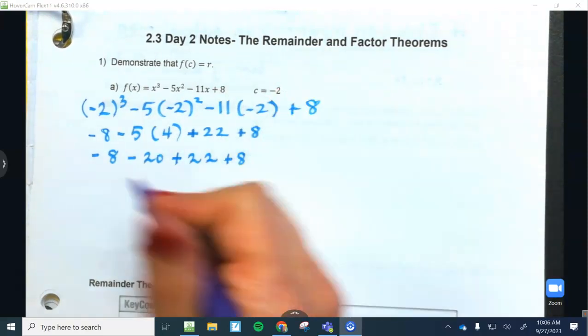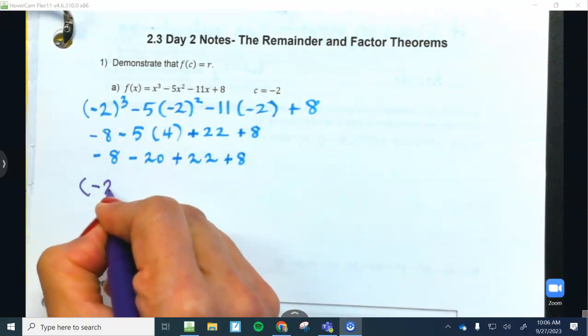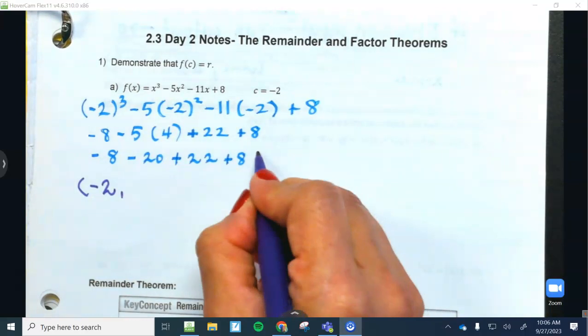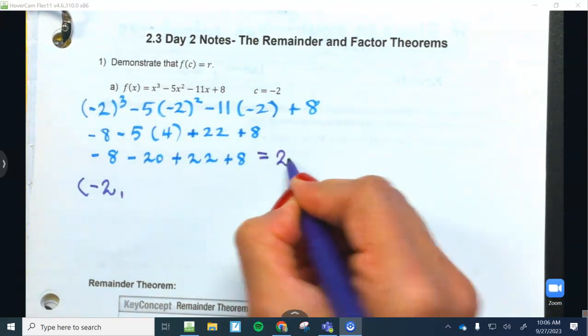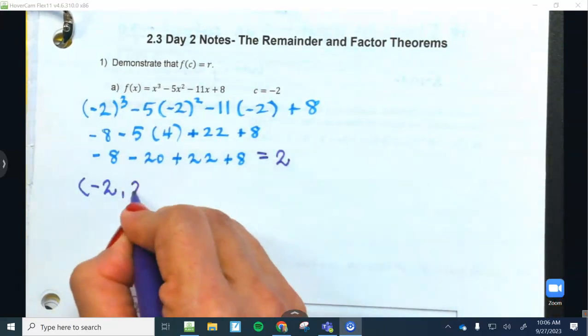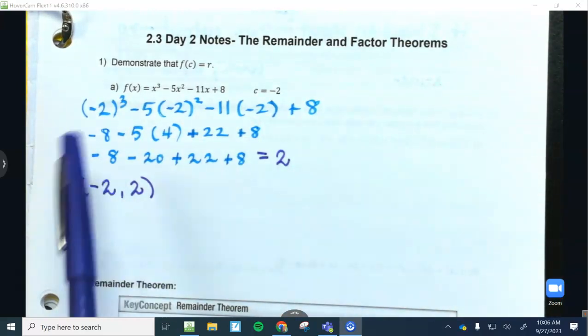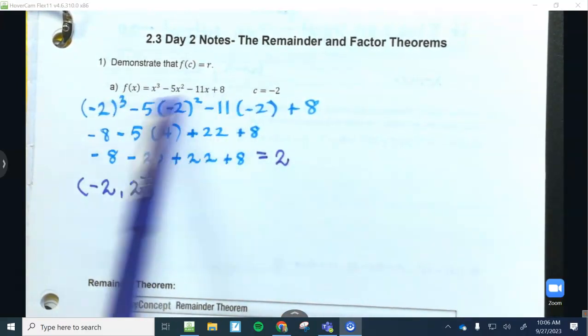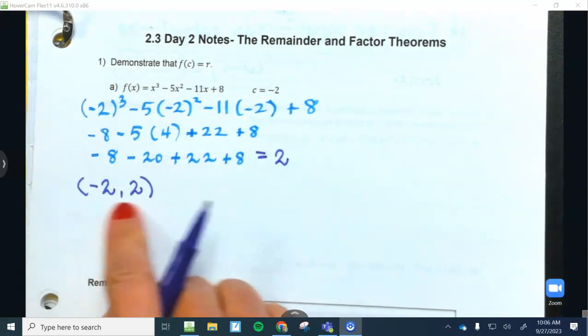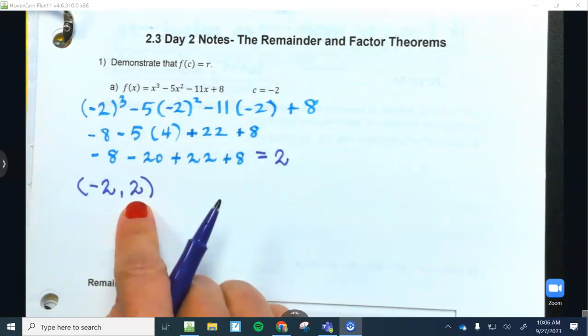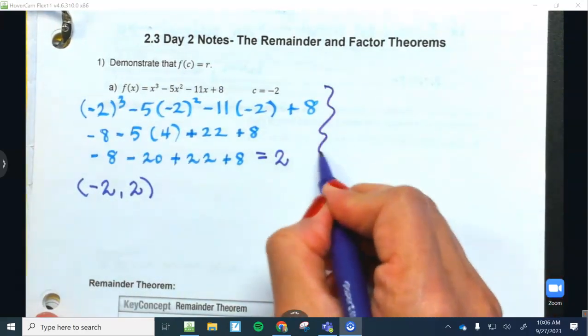So, guys, remember we had an input of -2. This gave us an output of +2. Which means if I pulled up Desmos and put this on the graphing calculator, this would be a point on the graph. Now watch this. Give yourself a little divider.